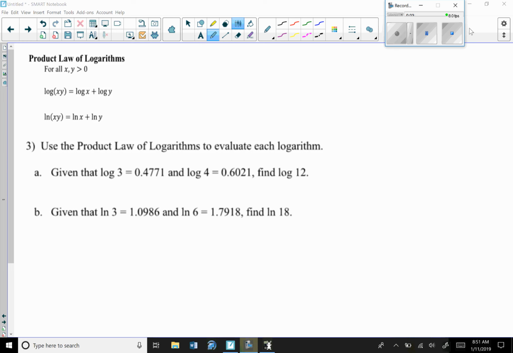Next, we're looking at the product law of logarithms. Remember, this is for x values and y values that are greater than 0, because we can't take the log of 0 or a negative number. So we learned last year that if we have the log of the product of two numbers, we can separate that using addition. So the log of x times y is equal to the log of x plus the log of y. So this is the expanded form.